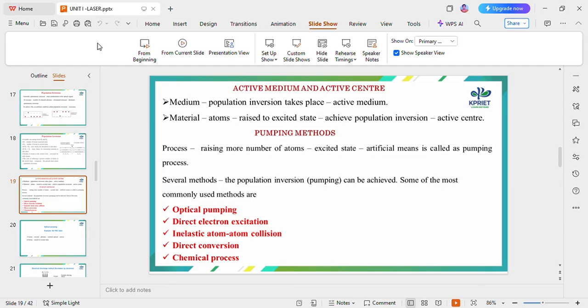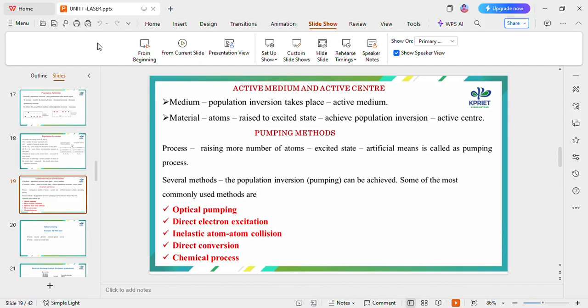With the continuation of that, now we will see what the components of laser are and what the types of lasers are. Now, what are the components of laser that are required for the construction? The first one is the active medium, the second one is the active center, the third one is the pumping method, and the fourth one is the optical resonator. These four components are very important in the construction of a laser.